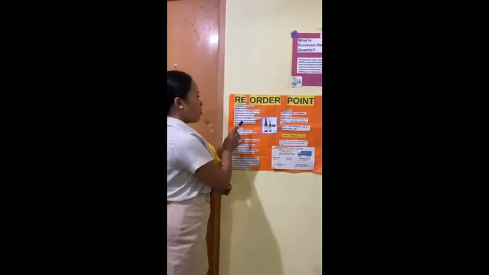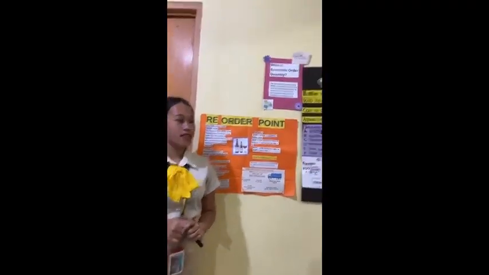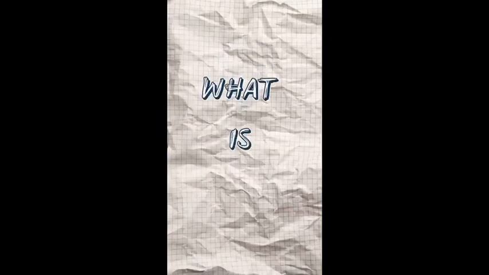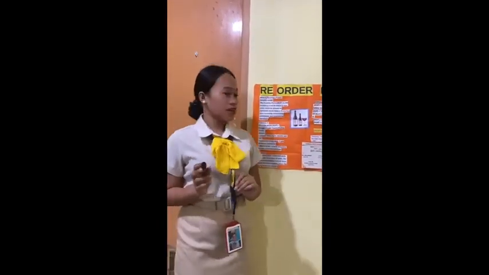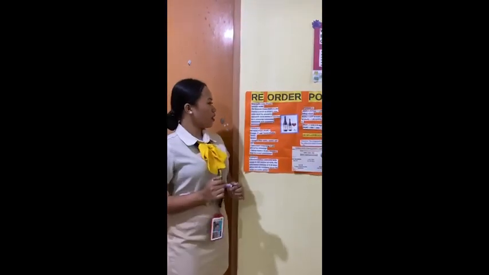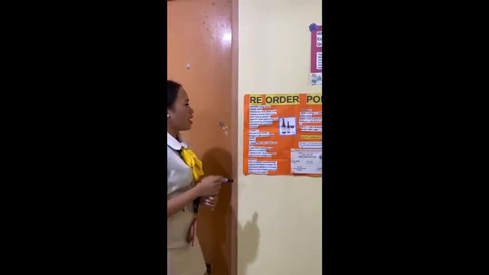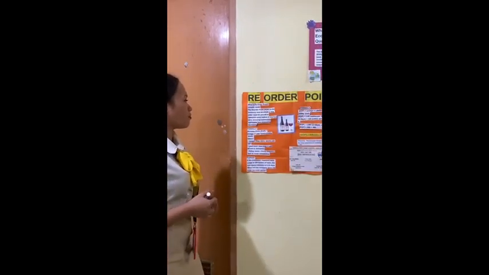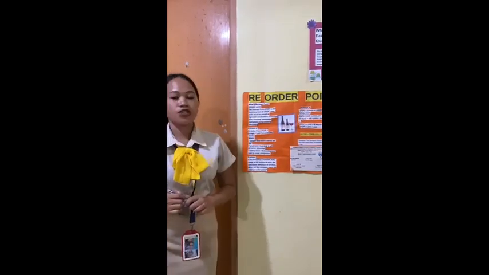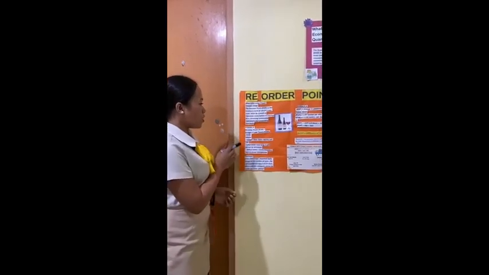Here in front to discuss the reorder point, or ROP, and the economic order quantity, or EOQ. So what is the ROP? The reorder point is the inventory level at which you must place an order to replenish stock before it reaches zero, ensuring continuous operations and preventing stockouts.